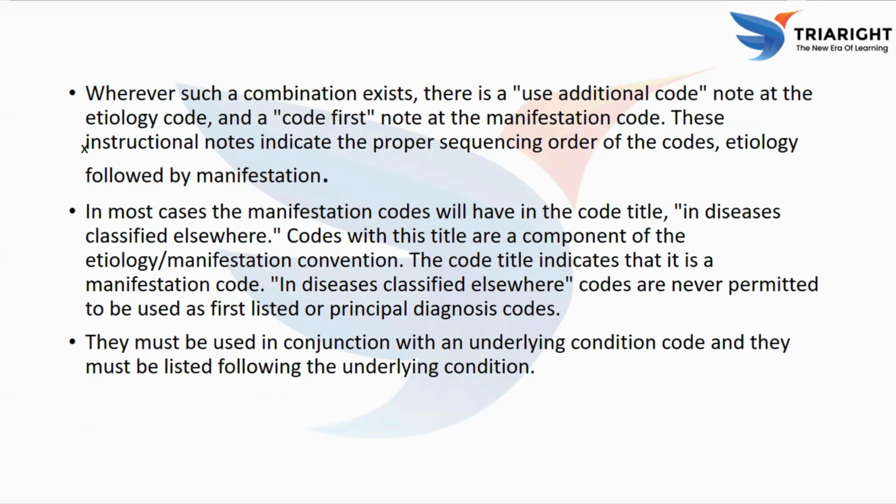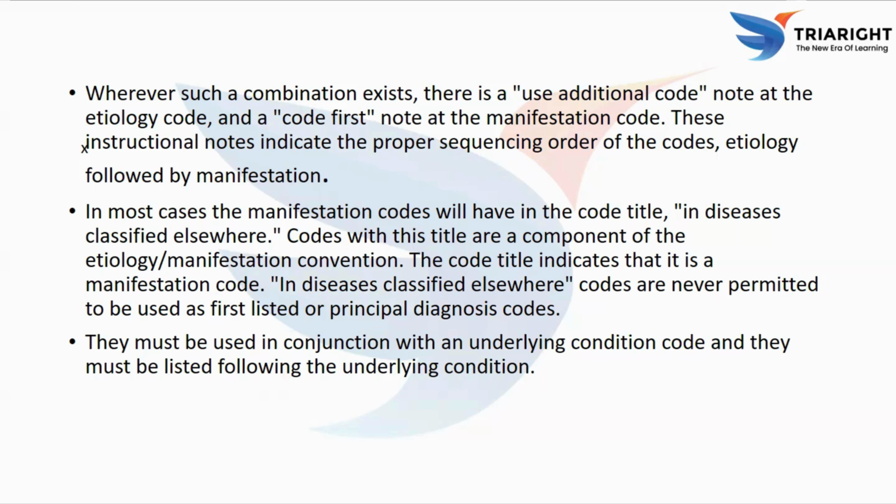Many manifestation codes include this phrase in their title, in diseases classified elsewhere. This means that these codes cannot stand alone. They must be used with another code that shows the cause. So they are never used as a first or main diagnosis code. What is the important rule during coding manifestation and etiology? Always list the underlying condition first, followed by the manifestation. Both codes must be used together to fully describe the patient's condition.